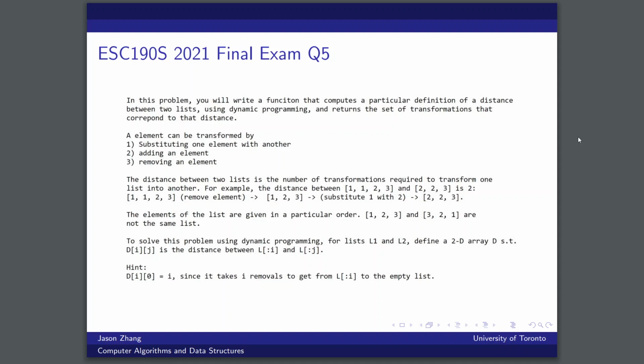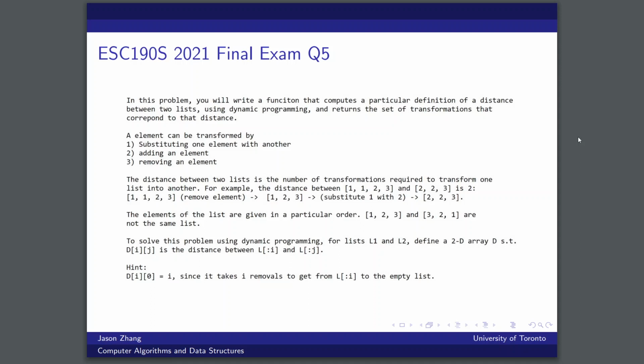And the distance is defined as the number of transformations that one can use to transform the first list to the second list. And these transformations can either be substituting one element for another, adding an element to the list, or removing an element from the list.